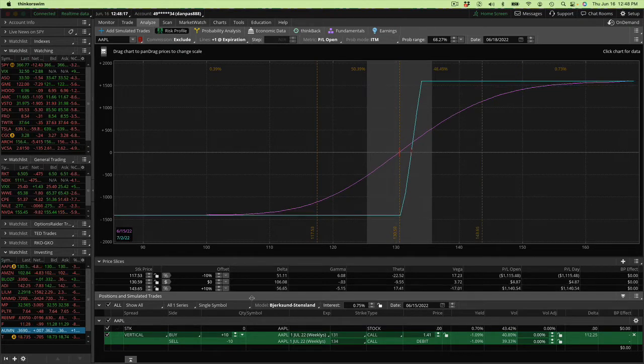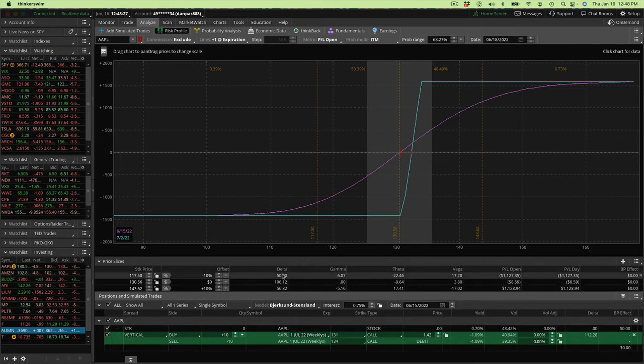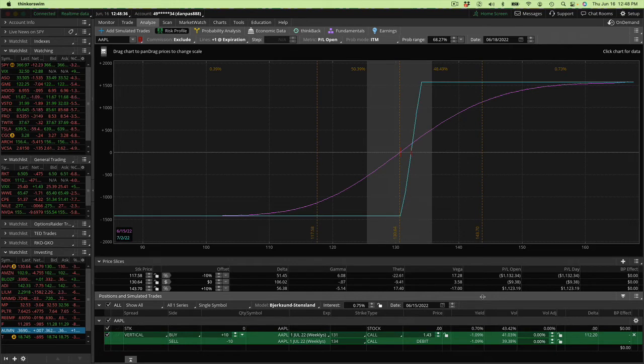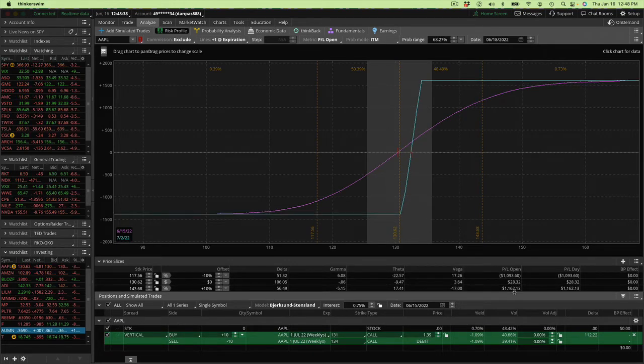So what this does is this says, hey, look, here's the current at the money price for Apple where the stock is trading, but here's the price if it's down 10%, here's the price if it's up 10%, and here's how our delta changes. Here's how our gamma changes. Look, it actually turns negative at some point, right? Here's how our theta changes, our Vega. Here's what happens with our PNL from the opening of the position or on the day.